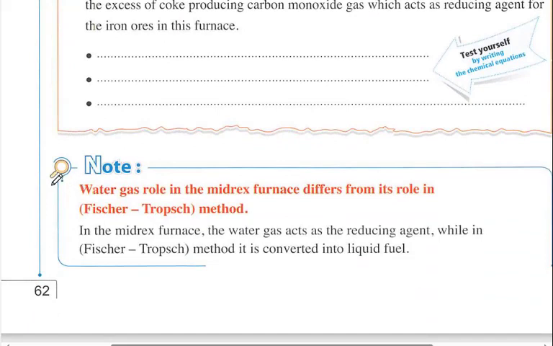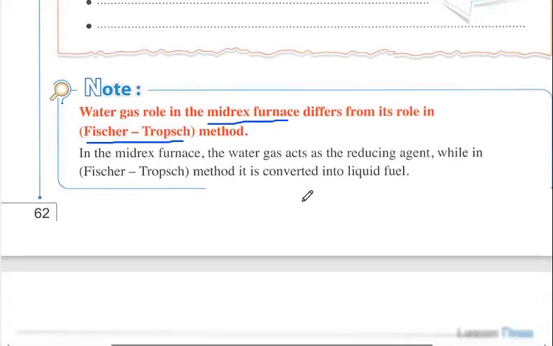Second thing here, the role of water gas in the Midrex furnace differs from its role in the Fischer-Tropsch method. If you remember, in the economic importance of iron, it is used as a catalyst in the Fischer-Tropsch method, which is the method to prepare liquid fuel from water gas. So water gas, which is carbon monoxide and hydrogen, is transferred into liquid fuel by the Fischer-Tropsch method using iron as a catalyst. But in the Midrex furnace, this water gas is not converted to liquid fuel. It is used as a reducing agent to reduce ferric oxide into iron, and the temperature here, remember, is higher than 700 degrees Celsius.